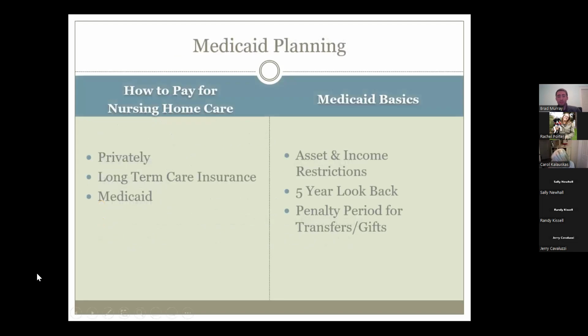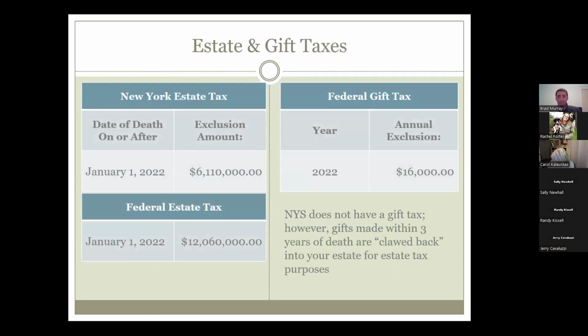So we talked about the Medicaid planning again. And this is the estate and gift tax slideshow. I forget if I showed this at all. We talked about those amounts. So again, this is for 2022. The New York State estate tax exemption is currently at 6.11 million, and then the federal estate tax exemption is currently at 12.06 million.